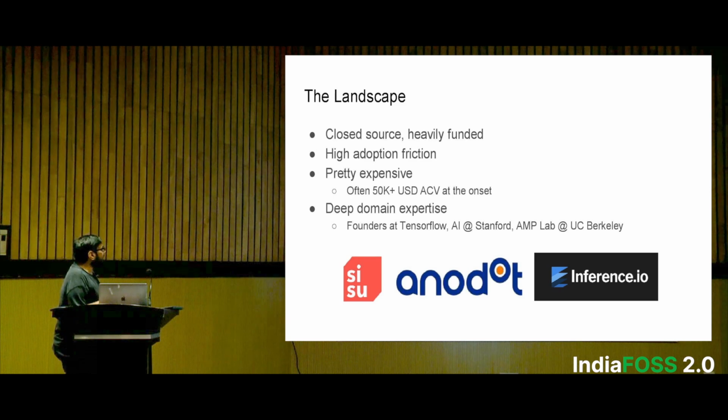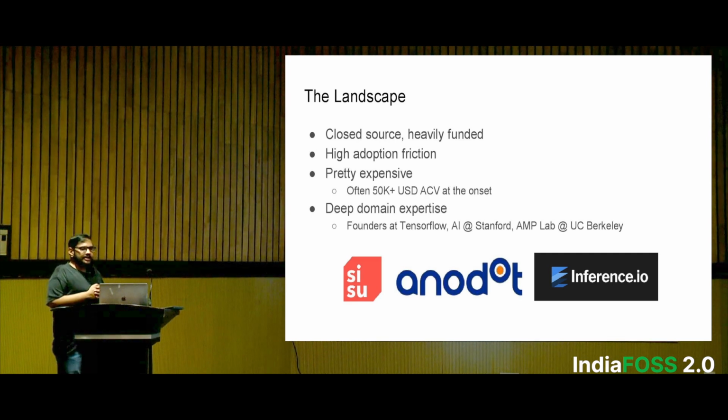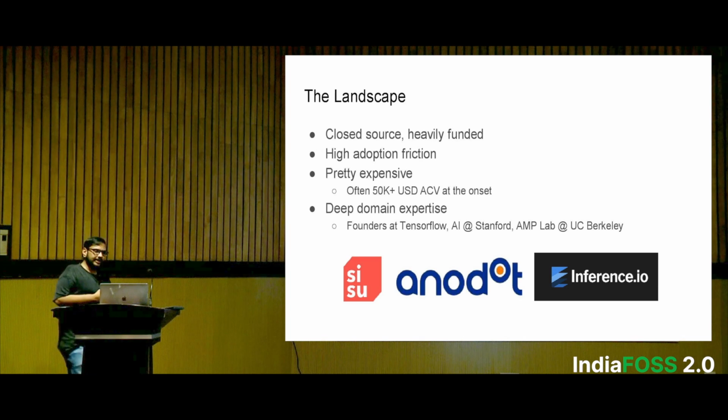Right. So before I get into what we are, I would also very briefly talk about the landscape and where we come in. Most of our competitors are pretty heavily funded closed source companies. They have a reasonably high adoption friction. They are pretty expensive. Even as a baseline, you start with, say, 50,000 USD annual contract value at the onset. And some of the people who have created these companies have pretty deep domain expertise. They are founders of TensorFlow, founders of labs at Stanford and at UC Berkeley. AmpLab is the lab that created Databricks, also for the context.